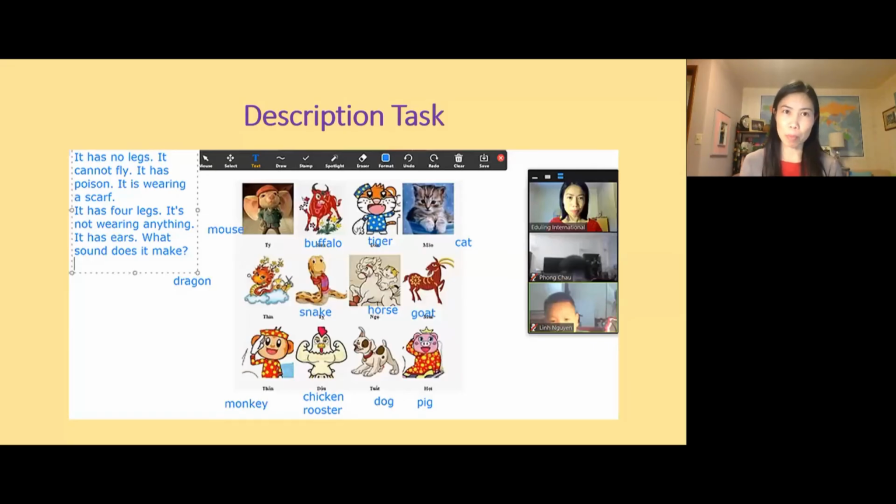This is another example of a description task. I actually used it when I taught small children virtually. We were learning the 12 animals in the Vietnamese zodiac, and then I asked the students to work in pairs. One student had to choose an animal to describe to the other student, and the other student had to guess what was being described. And I was really happy to see some creative language used here, even when the students' level was pretty basic.